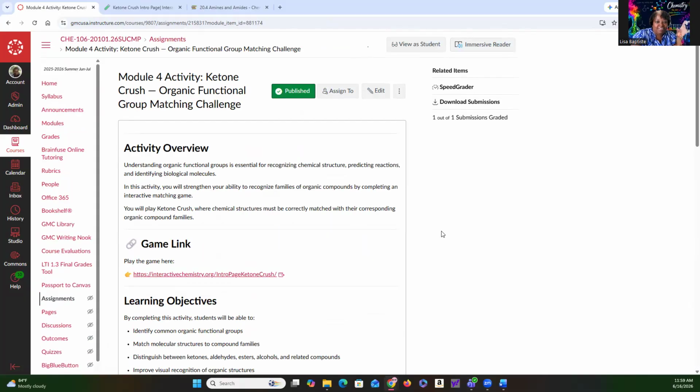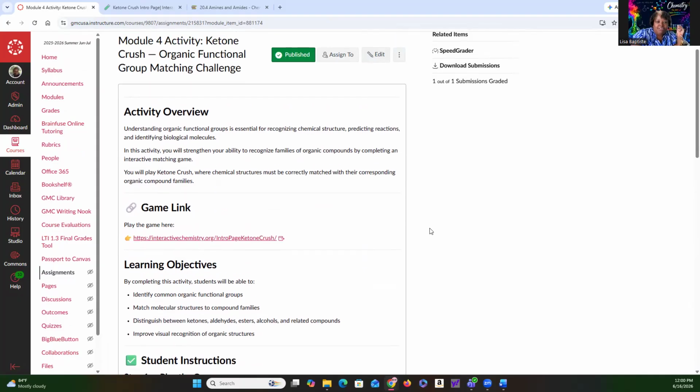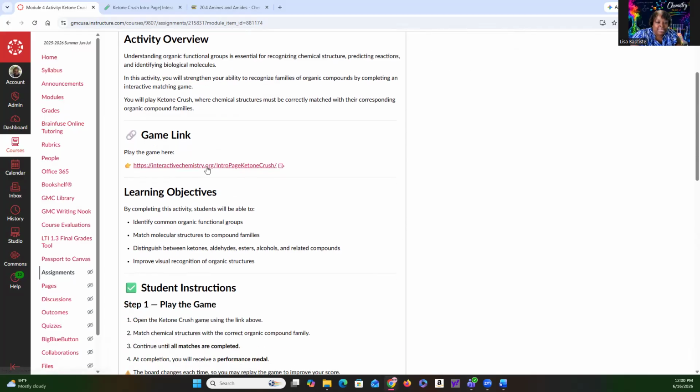Then we have an activity. This is kind of a fun activity where you're matching the functional groups, all right? And so this is called Ketone Crush Organic Functional Group Matching Challenge, all right? Understanding organic functional groups is essential for recognizing chemical structure, predicting reactions, and identifying biological molecules. In this activity, you will strengthen your ability to recognize families of organic compounds by completing an interactive matching game. Okay. And so here's the link for the game.